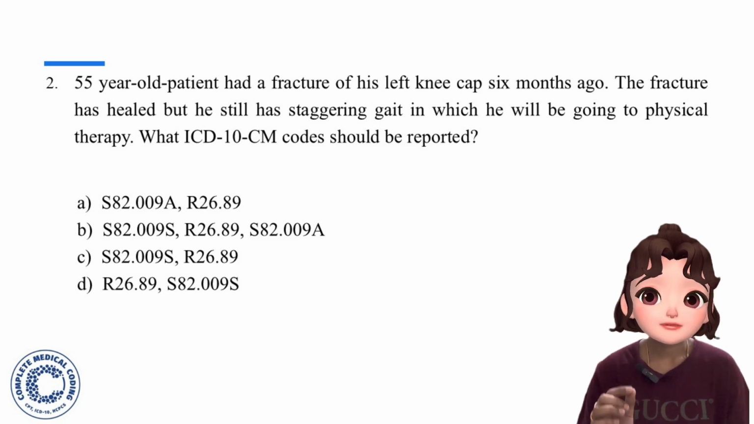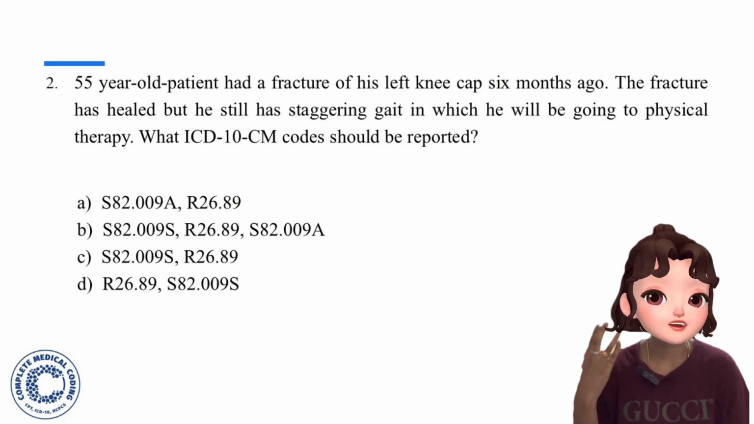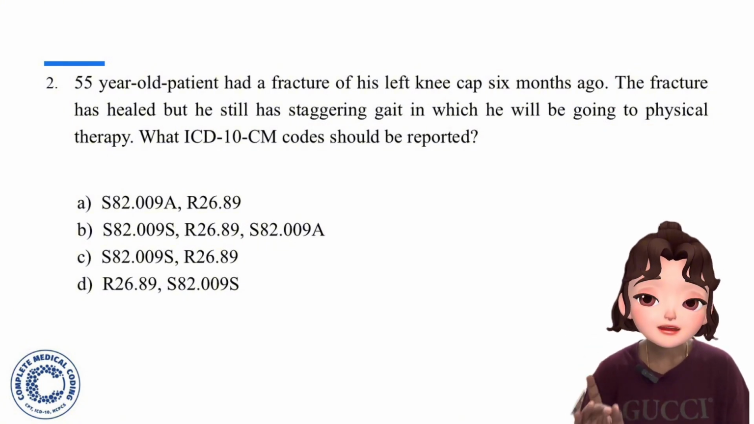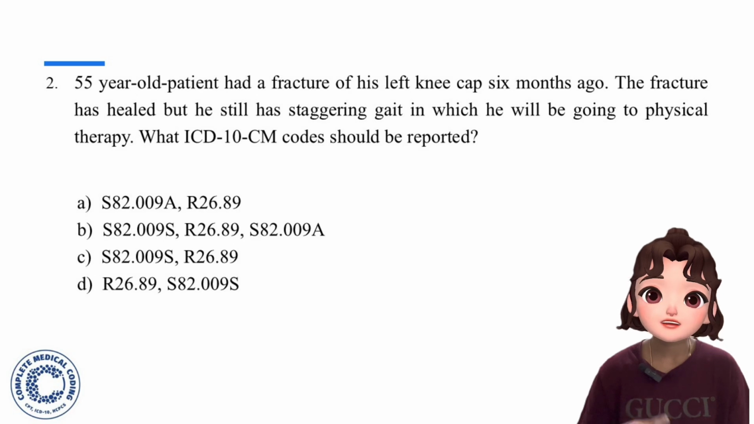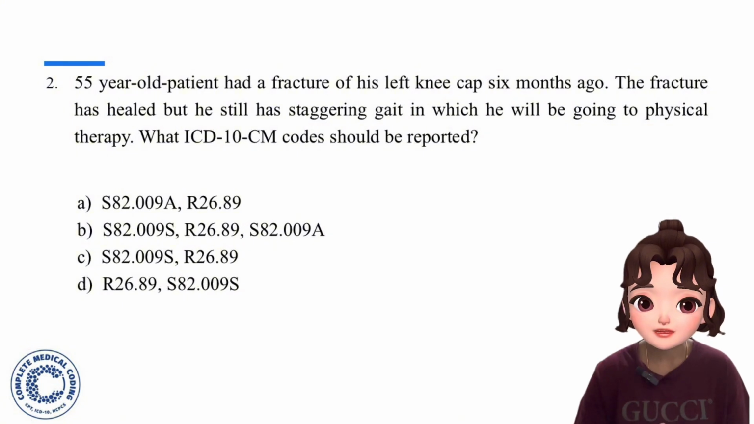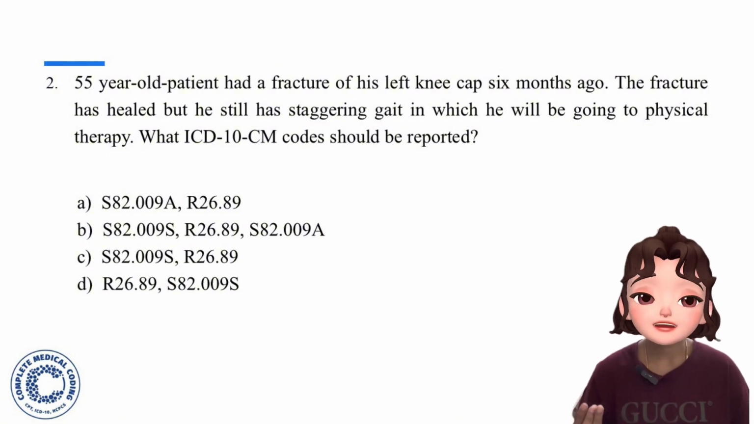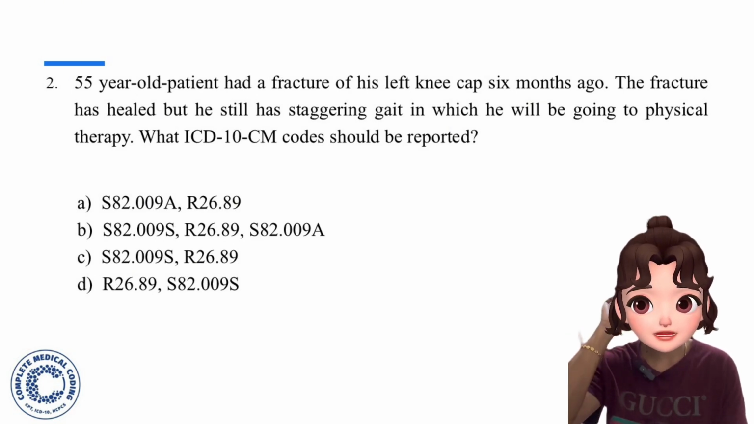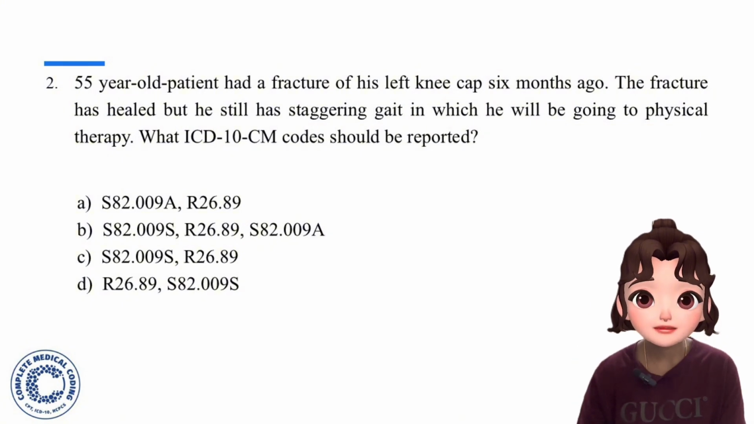just imagine if the patient's fracture is not healed yet, then you have to code that fracture as primary. But the question clearly mentions that the fracture has been healed, and the patient currently has only a staggering gait. So you need to code that first, because that is the current complaint the patient has, right? So you need to code staggering gait first. Obviously it is option D, which has R26.89 as primary.